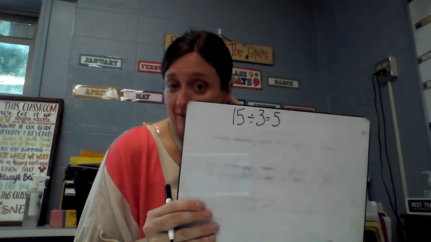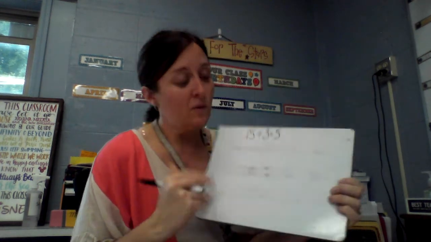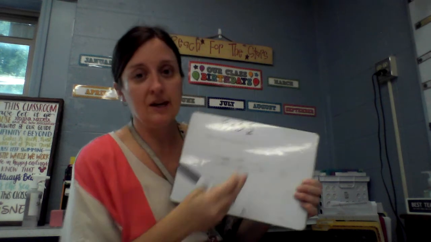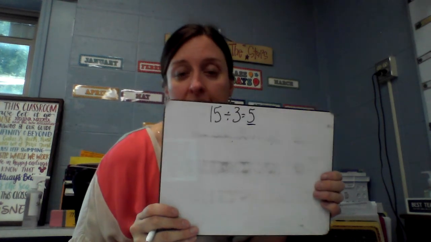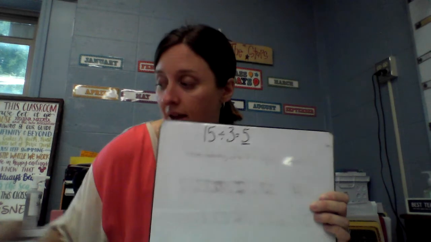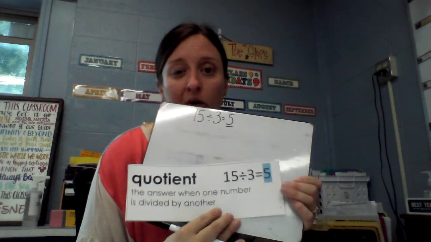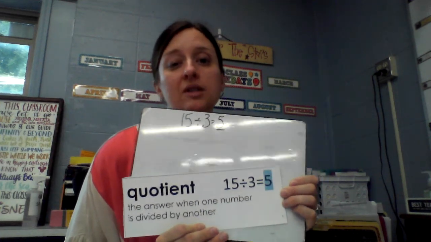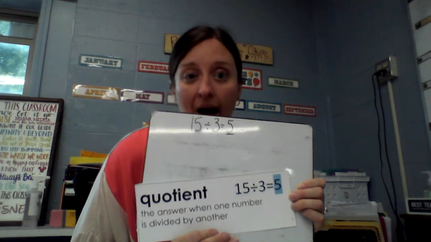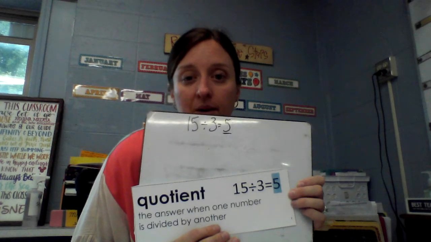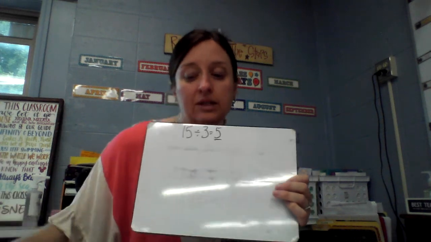Let's take a look at another example. Now, if I have this division equation, 15 divided by 3 equals 5. Remember, just like the answer to a multiplication equation has a name, it's called the product, this number right here would be called the quotient. The quotient is the answer you get when you divide two numbers. So this number that I just underlined is the quotient.